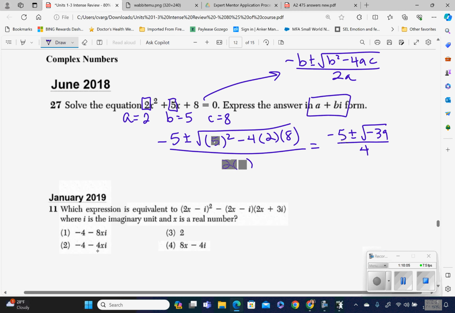It says to write your number in a plus bi form. Where is the i coming from? Right here. There's an i, right? Because there's a negative under a radical. Square root of 39. This is 13 and 3.